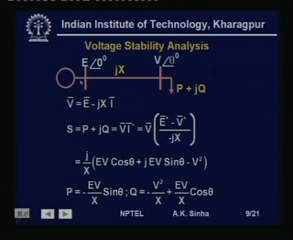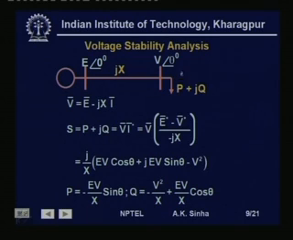Now, for this system, we can write the voltage at the receiving end V is equal to E minus jX into I, that is E minus the voltage drop in this line, where I is the current flowing in this line. So, the voltage drop in this line is jX into I. So, the voltage at this point is this voltage minus the drop. That is what we have written here.